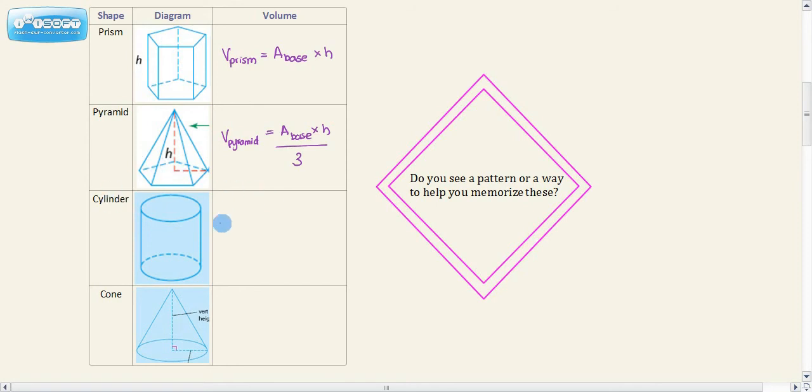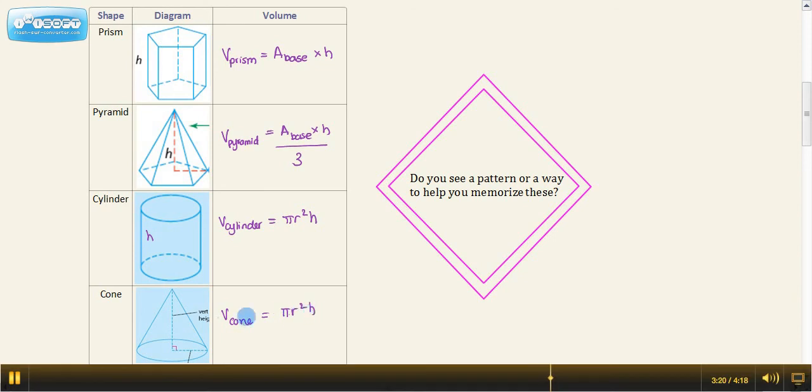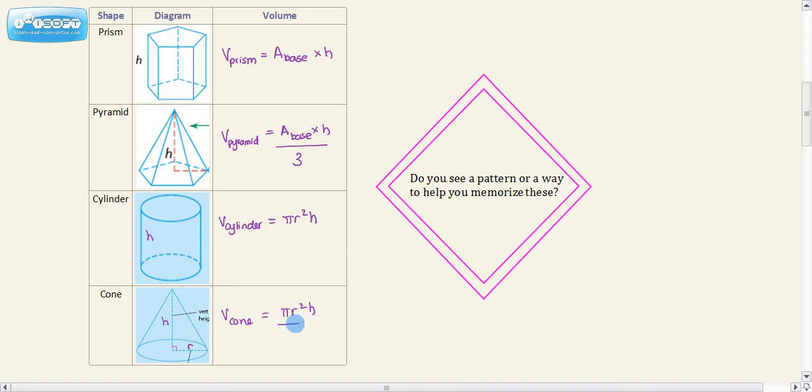So now we have a cylinder, so the volume of a cylinder is the area of the base, which is a circle, so we have pi r squared times the height again. And then we said the cone is 1/3 of the volume of the cylinder, so the volume of a cone is pi r squared times the height. So here's the r and here's the h again, but now we divide that by 3.